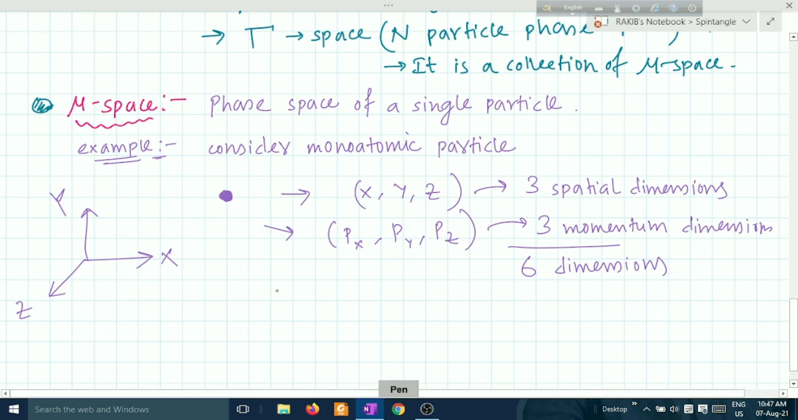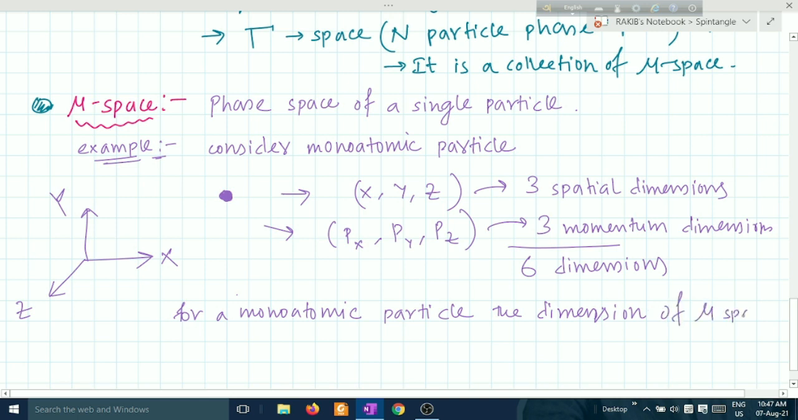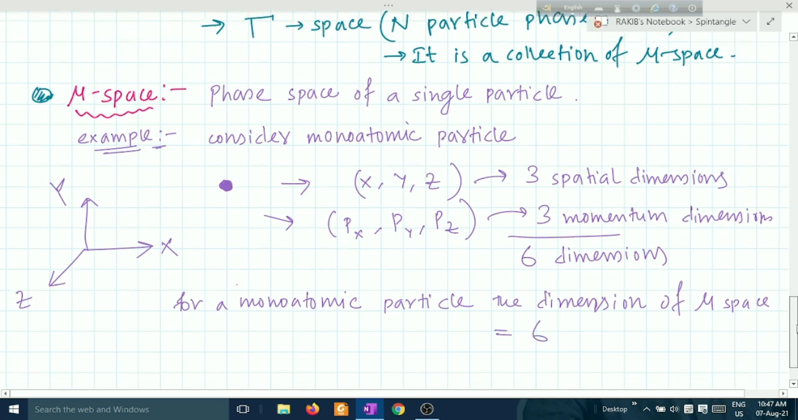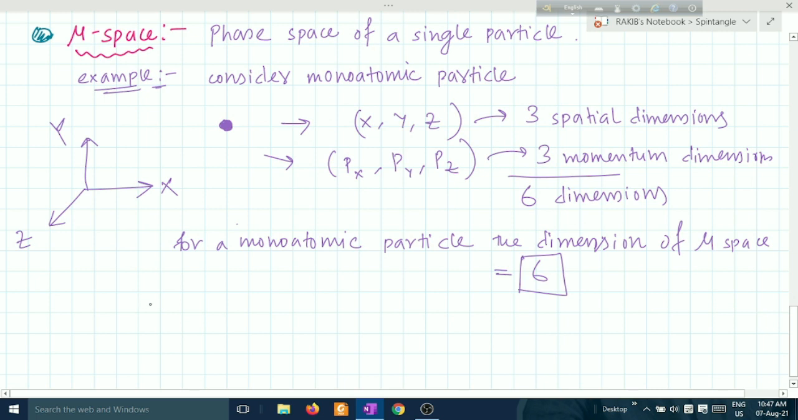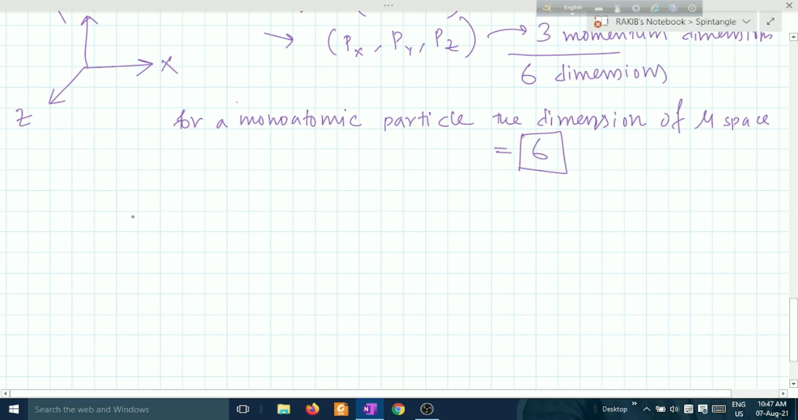Okay, so what can we call that, for a monoatomic particle, the dimension of mu space is what? It is equal to 6. Okay, generalizing the fact, this is the ultimate thing. The general formula is dimensions.